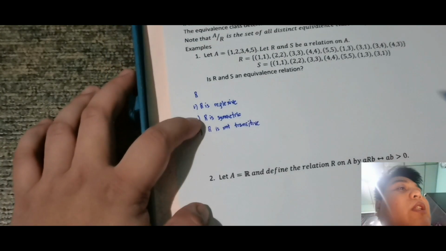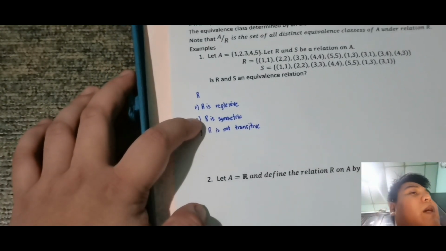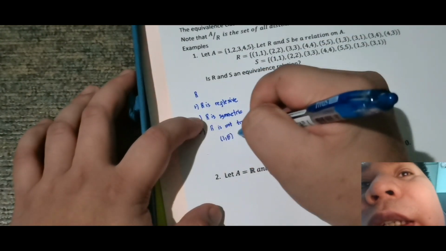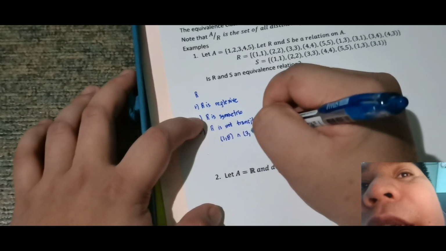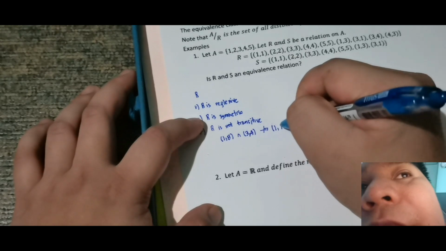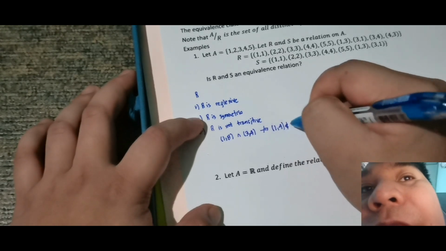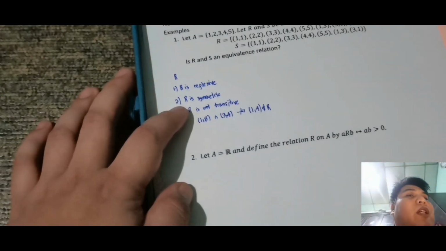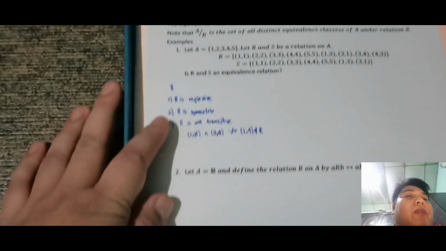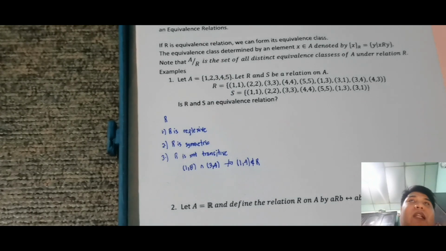Bakit? Dito sa napansin ni sir, yung 1, 3 and 3, 4, wala si 1, 4. Tama? So, hindi ko nakita si 1, 4. Okay? So, since hindi ko nakita, therefore, R is not transitive. Ngayon, ito yung sabi ko: pag hindi ka reflexive, hindi ka symmetric, or hindi ka transitive, basta isa sa kanila, hindi mo na kuha, automatic hindi ka ER.